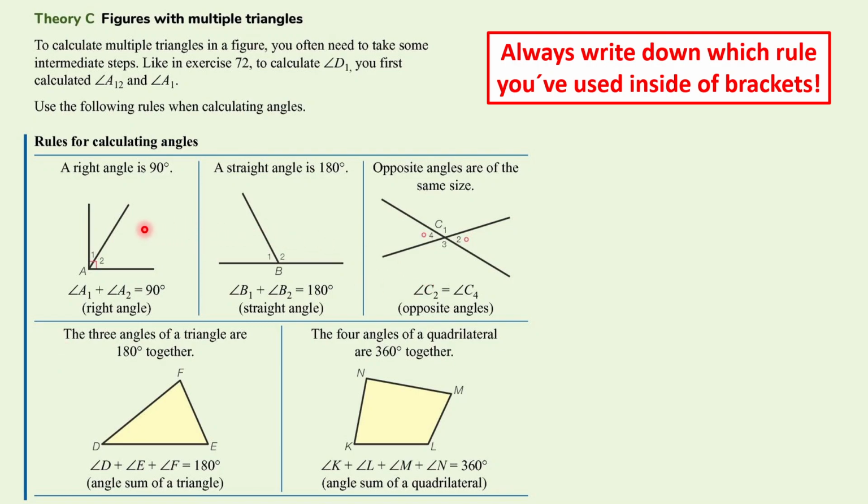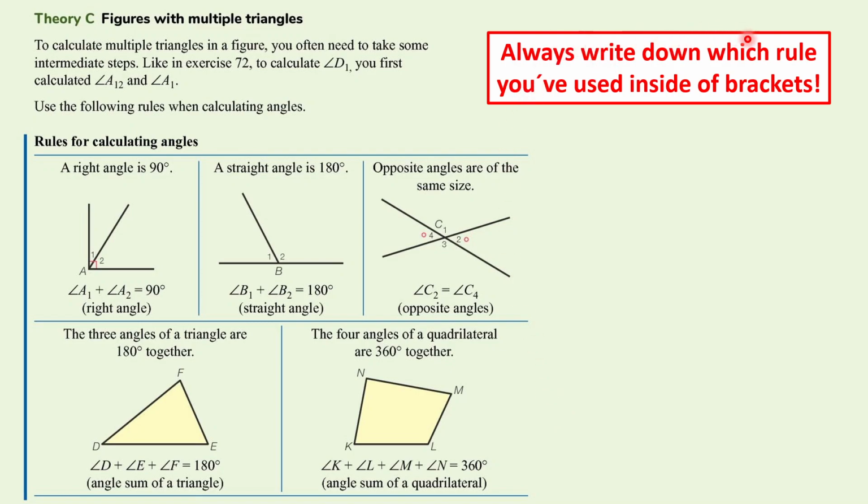We know that right angles are 90 degrees, so it's a right angle rule. That in a straight angle, those two angles together add up to 180 degrees, the straight angle rule. That in a cross formation like this with intersecting lines, the opposite angles are the same, so C2 to C4, opposite angles. Also C1 to C3, of course. In a triangle, all 3 angles together are 180 degrees, the angle sum of a triangle. And in a quadrilateral, they all add up to 360 degrees, the angle sum of a quadrilateral.